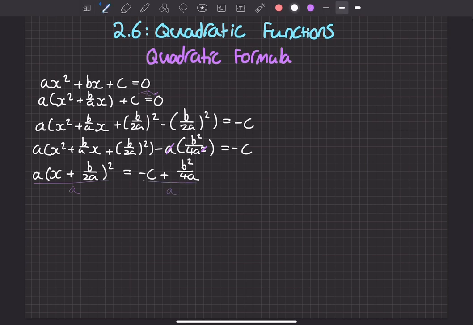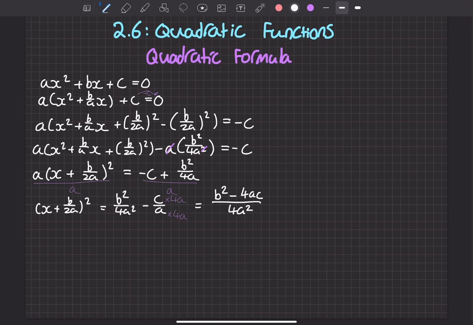So you have x plus b over 2a squared equals, let's put this first, b squared over 4a squared minus c over a. And we want to have these denominators the same, right? We want a common denominator so that we can combine these two. And to do that, you just multiply this by 4a. What you do to the bottom, you must do to the top. So this would be b squared minus 4ac over 4a squared.